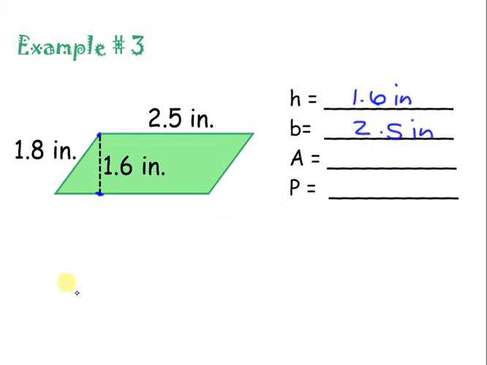So let's start there and calculate the area. Area equals base times height. Our base is 2.5 and our height is 1.6.